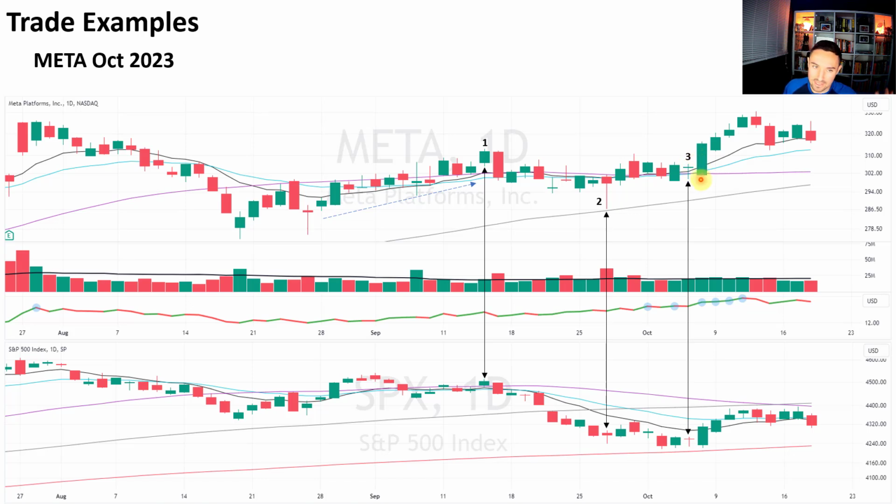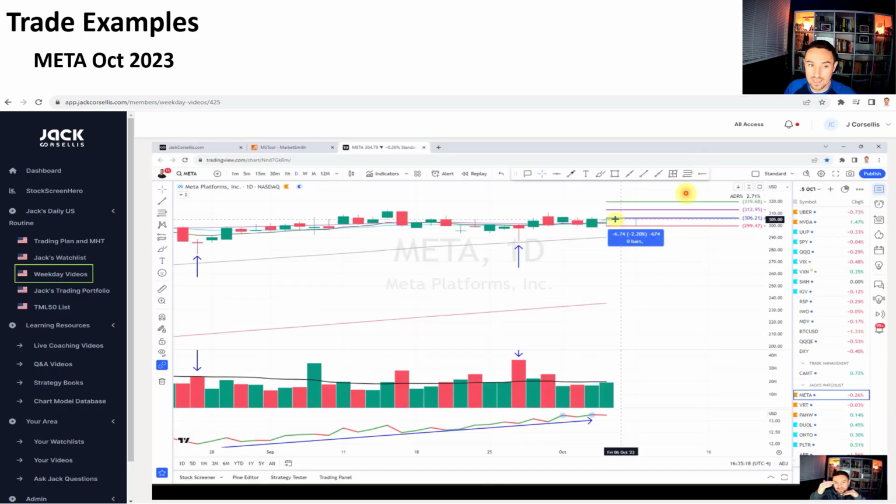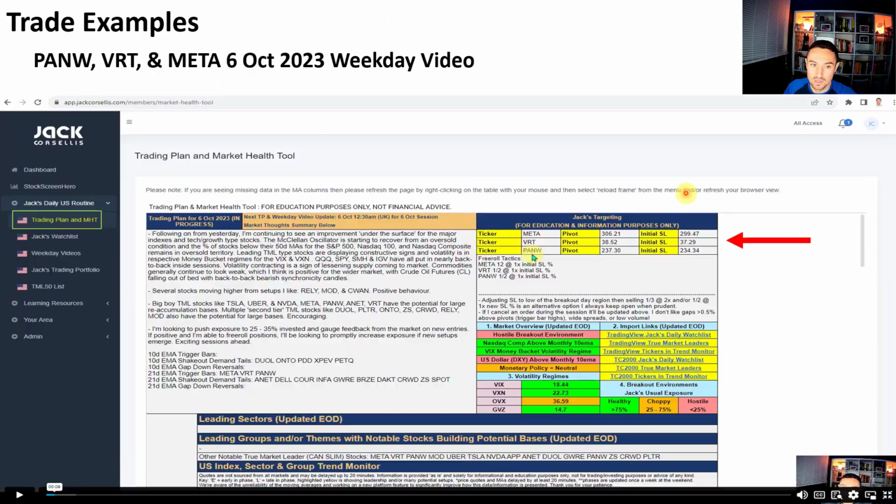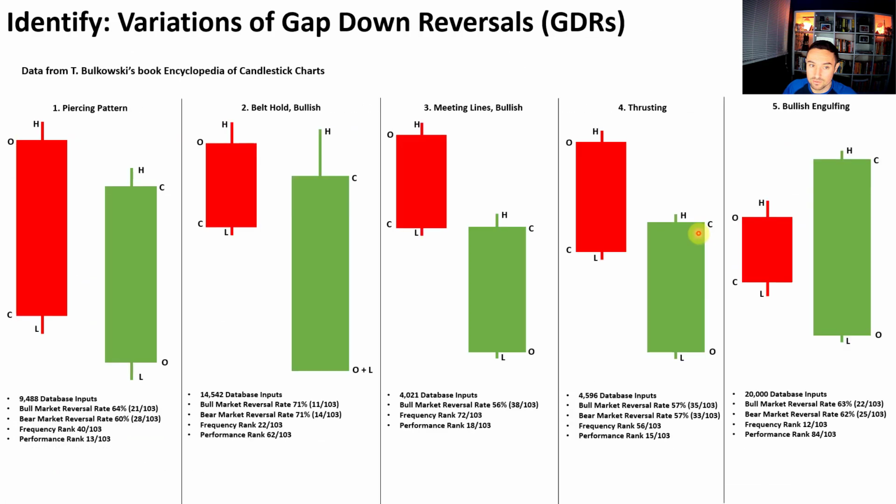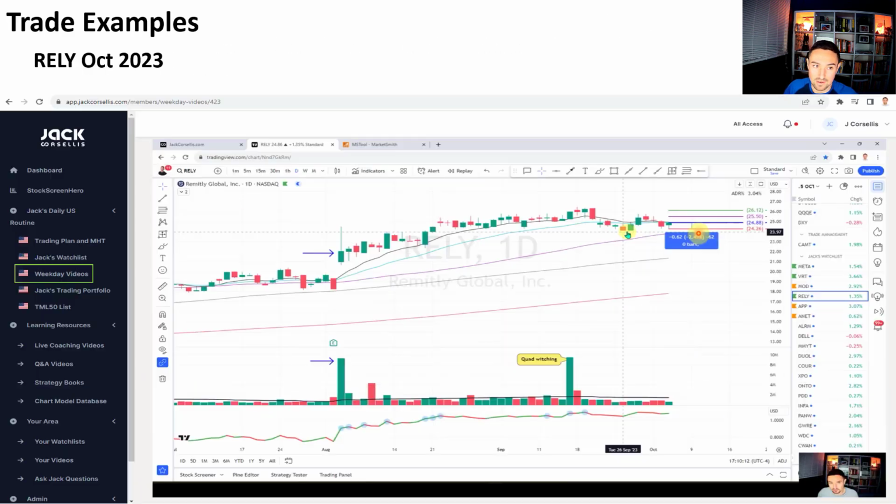It gapped down to the 50, held it, and then went intraday. I wanted to see it go quicker. I cancelled the order. So this one I didn't actually take, albeit you can see that I was targeting it heading into the session, and you can see it from here as well. These are the levels where I was targeting Meta, through the high of that shakeout demand tail, which was an inside bar.